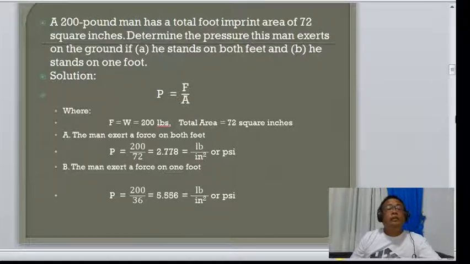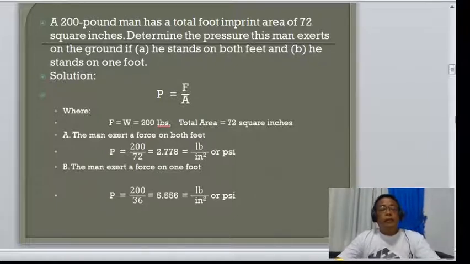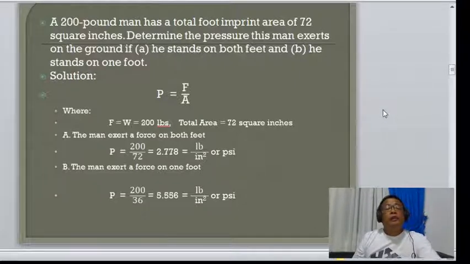So let us take a sample of this basic definition. P is equal to F over A. Consider this problem. A 200-pound man has a total foot imprint area of 72 square inches. Determine the pressure this man exerts on the ground if, A, he stands on both feet, and B, he stands on 1 foot.